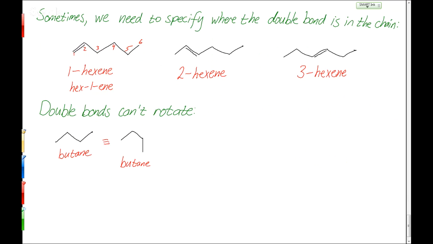With double bonds, that's not the case. And I'm going to go back to our condensed structure so we can see it a little bit more clearly. And then I'll draw the line structures as well.